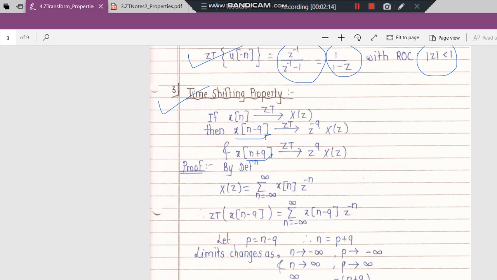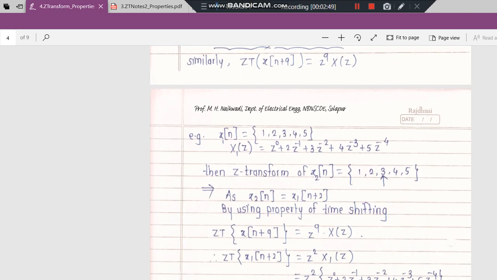If you delay a signal in the time domain, then its Z transform will get multiplied by Z raised to minus q. So how much you are shifting, you are shifting by minus q, and the original signal's Z transform will get multiplied by the factor Z raised to minus q. Similarly, if you are advancing the signal by plus q, it will get multiplied by Z raised to plus q. This q can be any number. Later in the numerical, if we have 2 here, this factor will be 2 always.